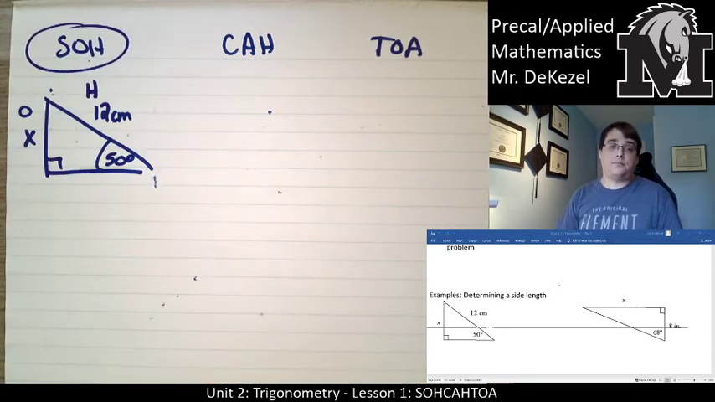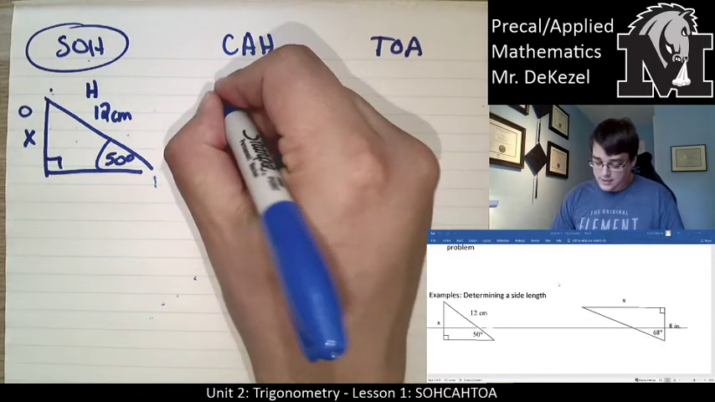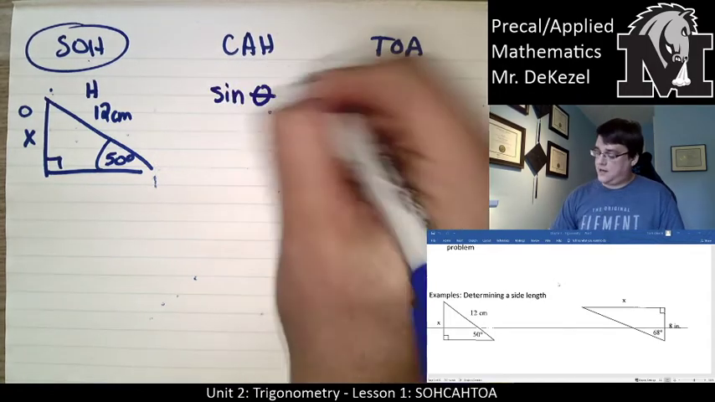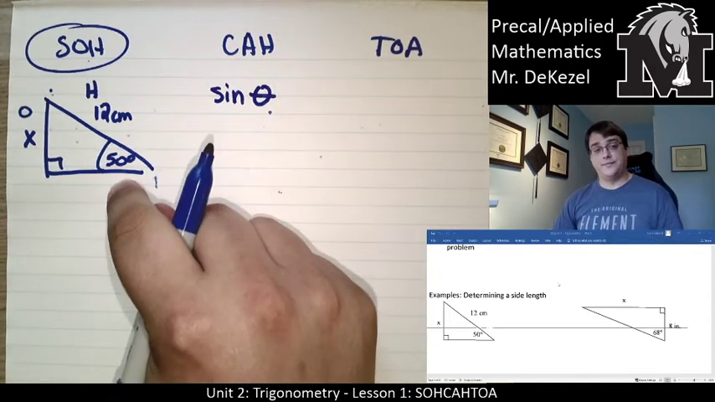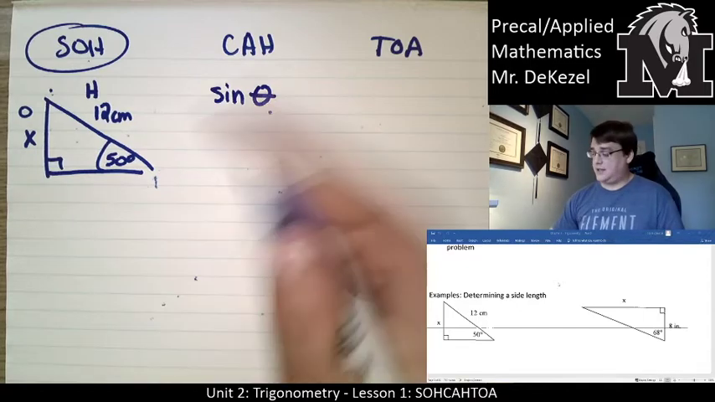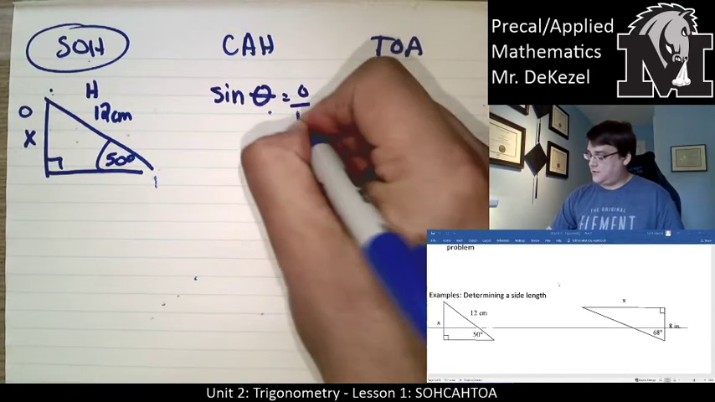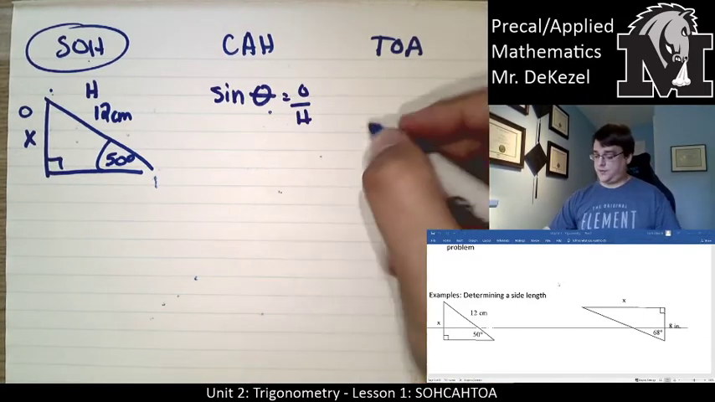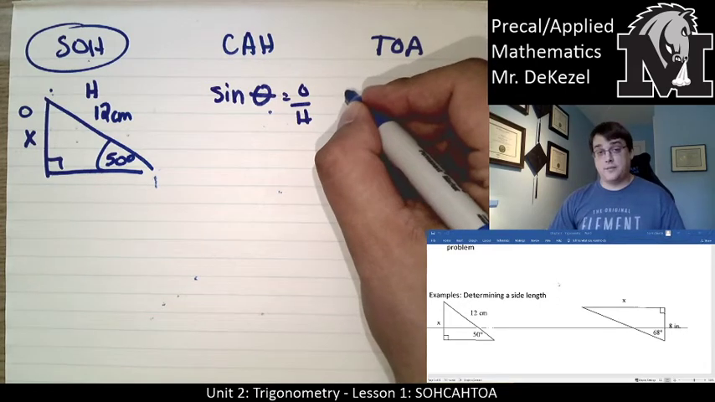That one. Sine is opposite over hypotenuse. So we are going to write out that formula. Sine of theta, so it's the sine of that angle, theta, that we're interested in, is equal to opposite over hypotenuse. Let's plug in our numbers.